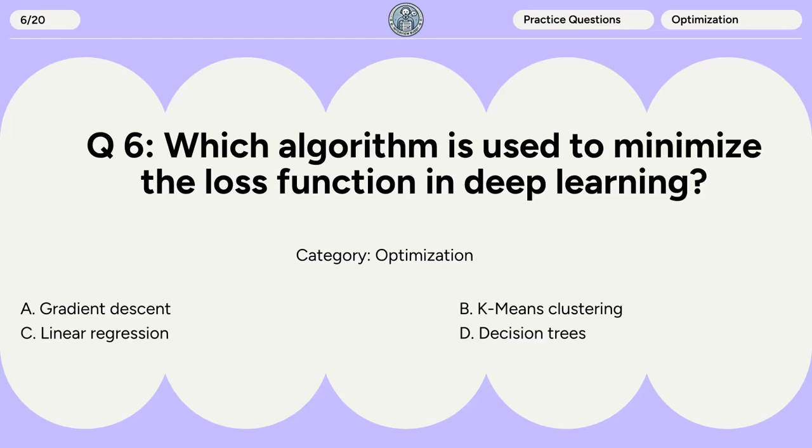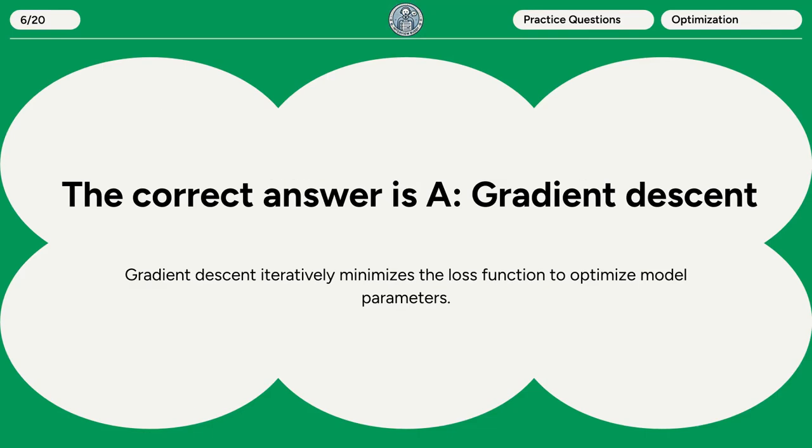Question 6. Which algorithm is used to minimize the loss function in deep learning? A. Gradient descent. B. K-means clustering. C. Linear regression. D. Decision trees. The correct answer is A. Gradient descent. Gradient descent iteratively minimizes the loss function to optimize model parameters.